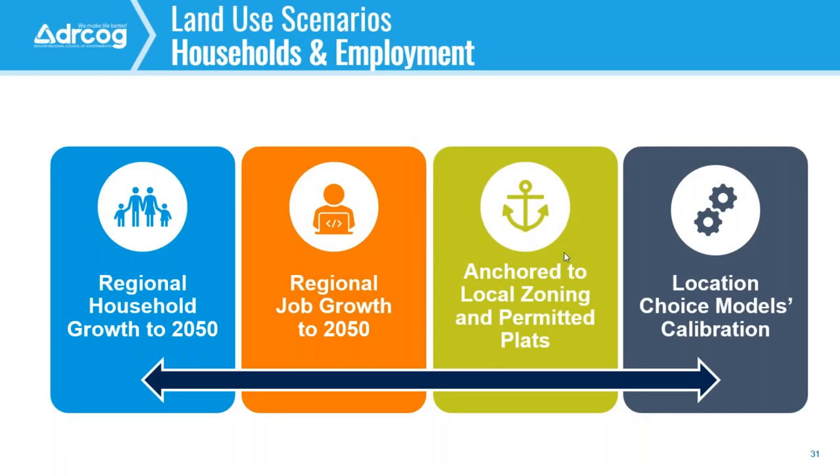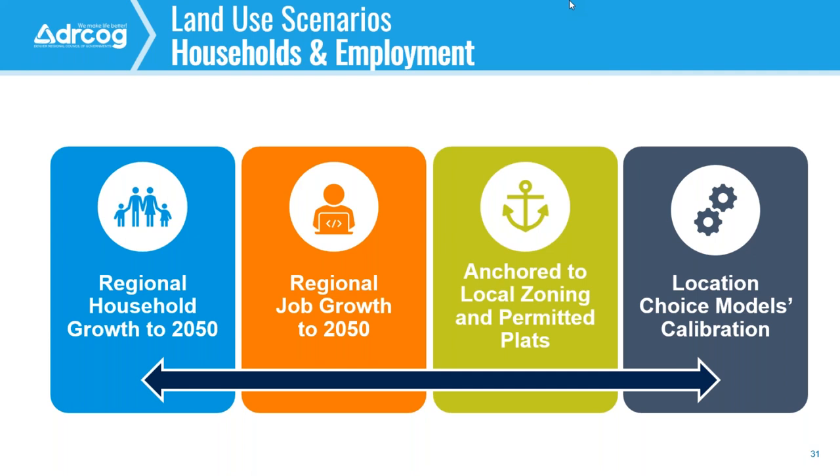On the next slide, as Alvin already mentioned, we kept for all of our scenarios related to land use the same number of households that we're adding through 2050, and the same number of jobs through 2050. So what Alvin showed back on slide 7 quite a while ago should stay the same through all the scenarios.